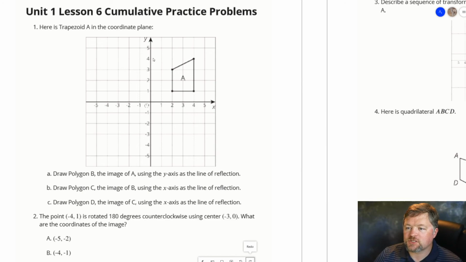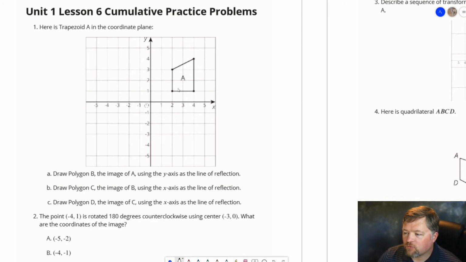Okay, our first question here. Here is trapezoid A on a coordinate plane. Draw polygon B, the image of A, using the y-axis as the line of reflection. So this is our y-axis.